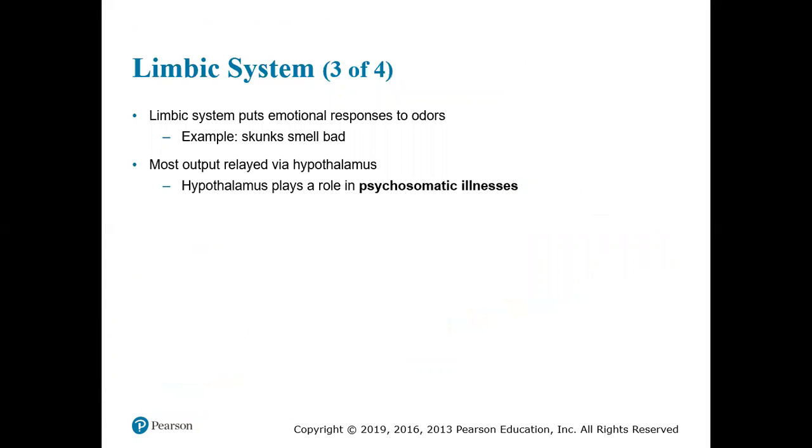So the limbic system helps us with relating certain smells to emotions. Smell is a very emotionally related sense, if that's going to make any sense. Most of the output is relayed via the hypothalamus. We saw that on our map in the previous picture. And it plays a role in psychosomatic illness.